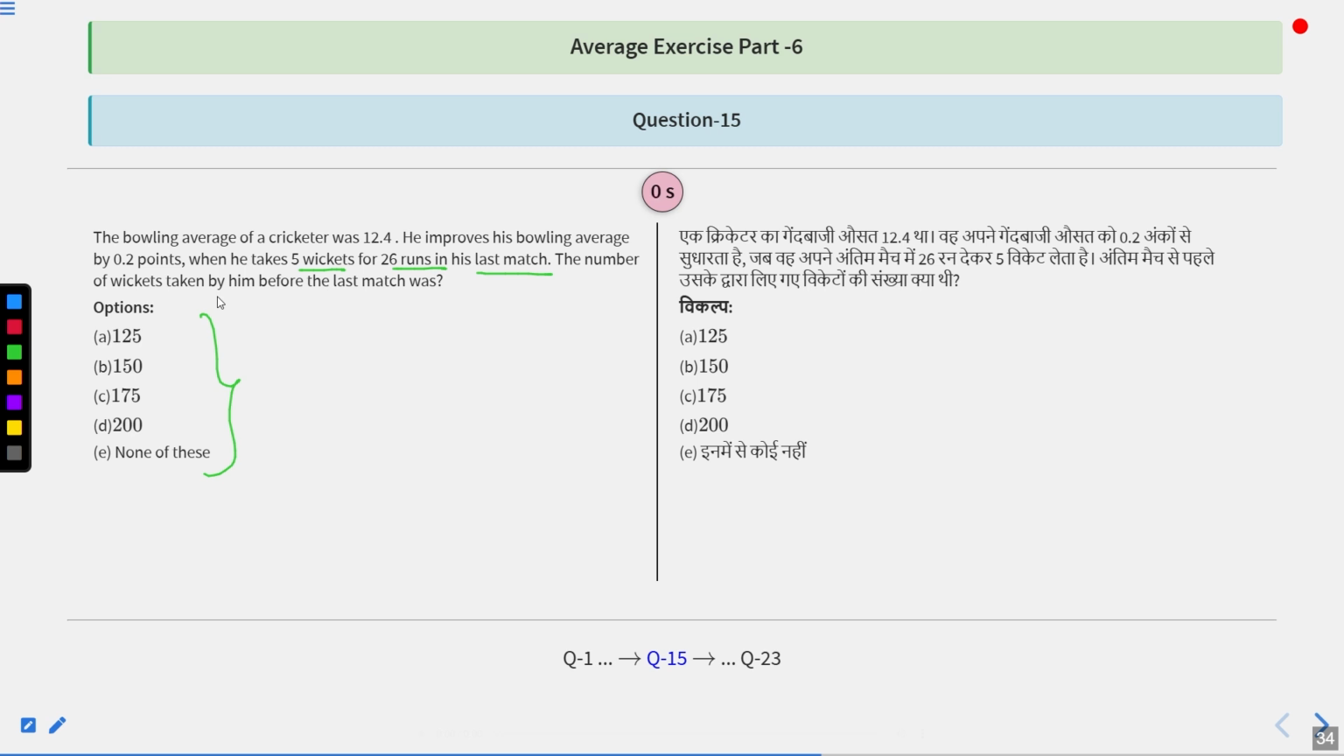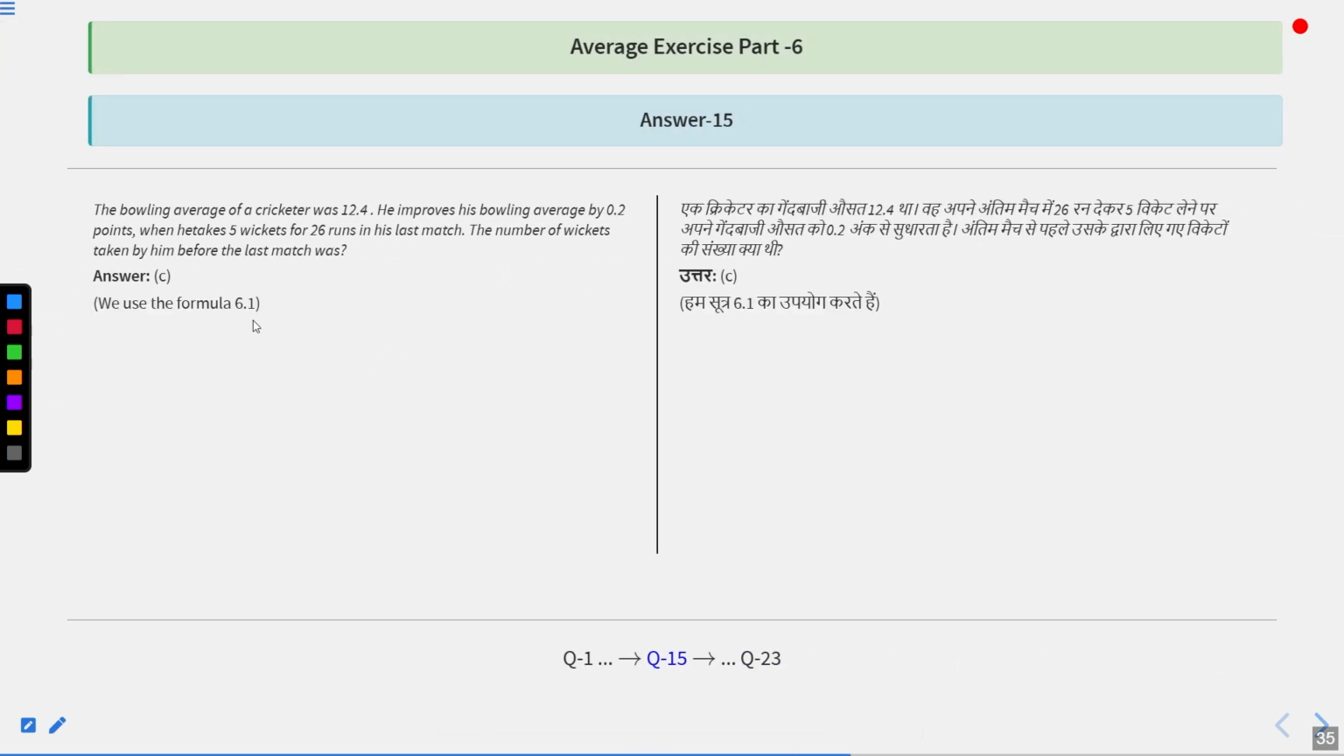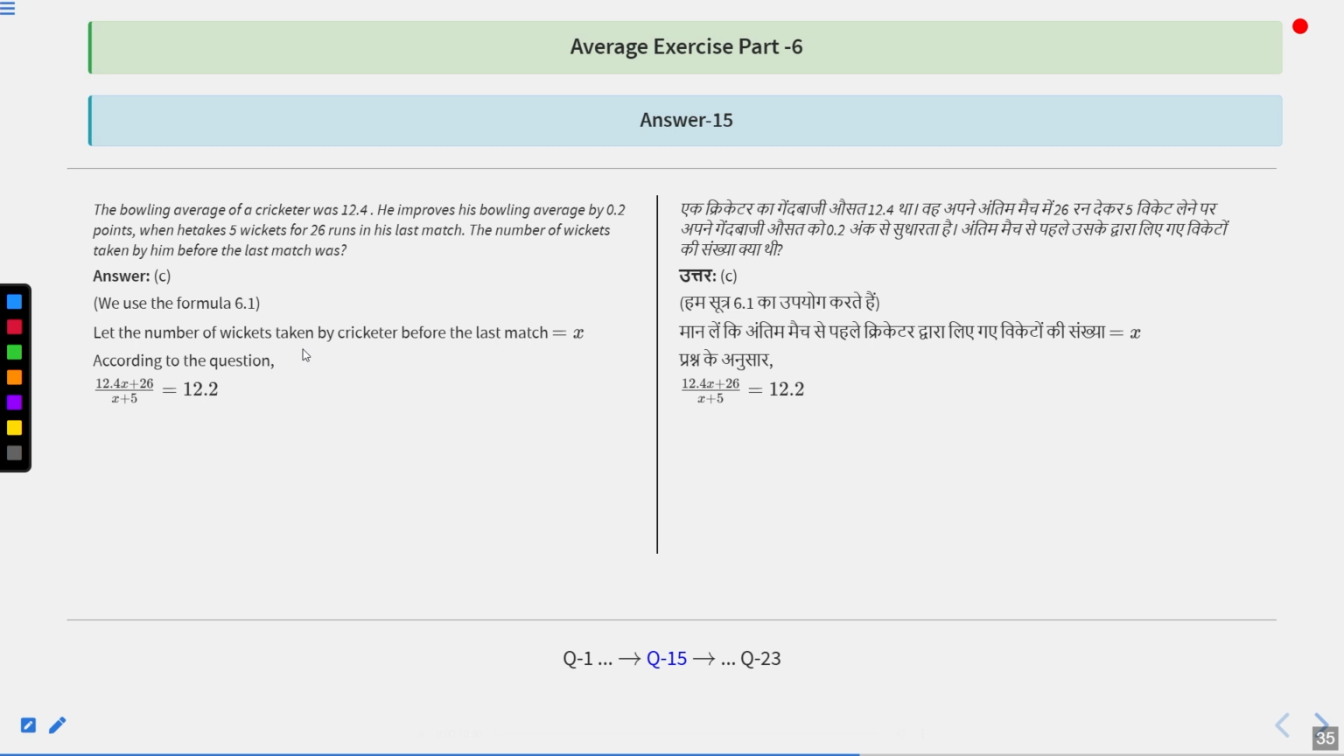Now time's up. Let's see the solution. We use formula 6.1. So let the number of wickets taken by the cricketer before the last match be X. So the total runs given by him is 12.4 into X, and in the last match he gave 26 runs. So the total wickets will be X plus 5, dividing by X plus 5, and the average is improved by 0.2, so the average becomes 12.2.